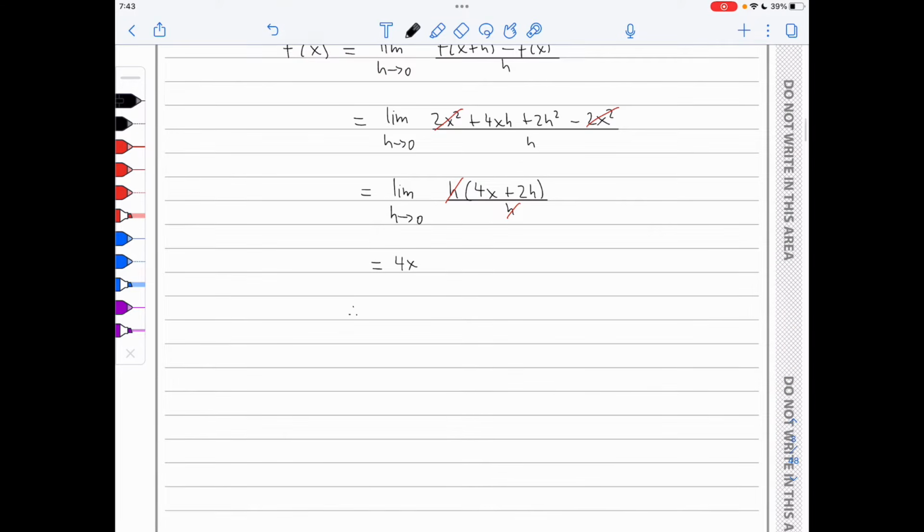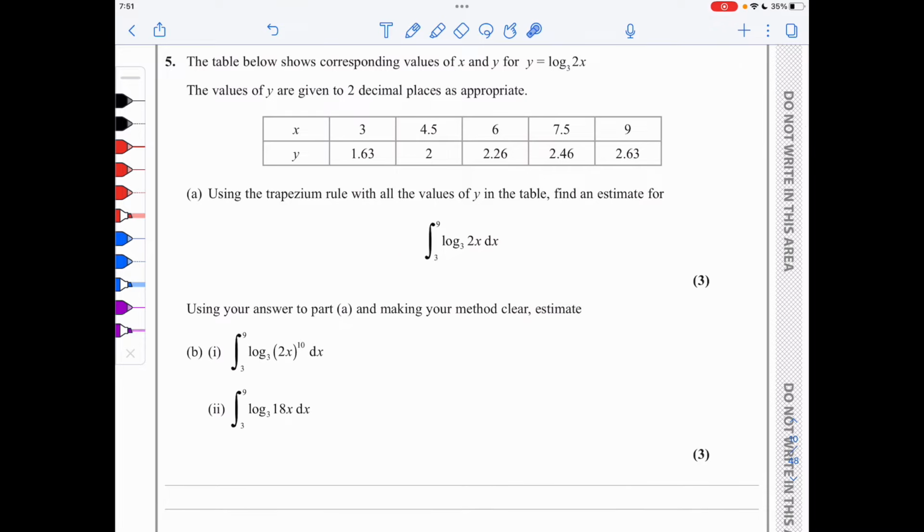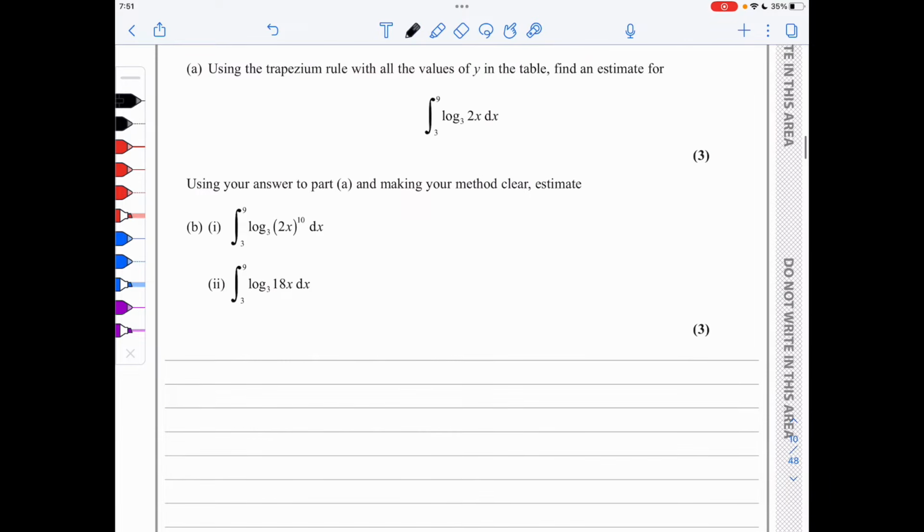And therefore we conclude that the derivative of 2x squared, dy/dx, is 4x as required. In question 5, we are asked to use the trapezium rule to estimate the integral of log 2x base 3 from 3 to 9. So we start by saying that the height of the trapezia is the difference between two consecutive values of x, so it's 1.5.